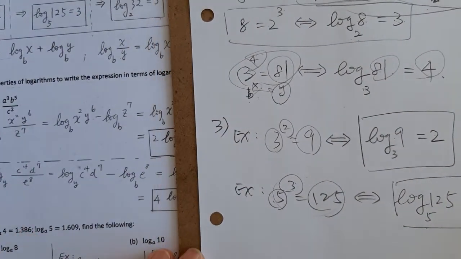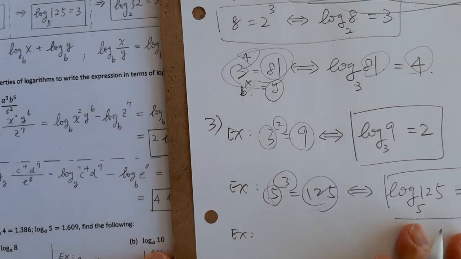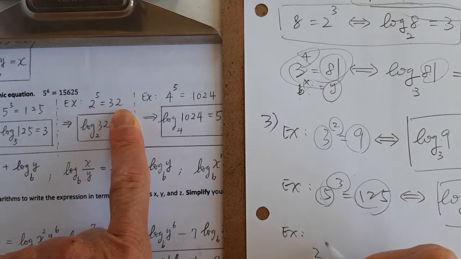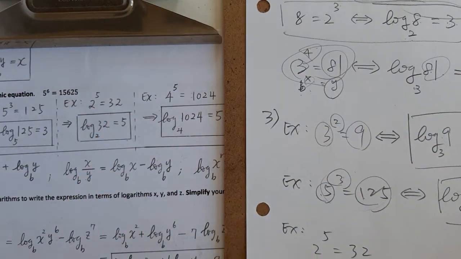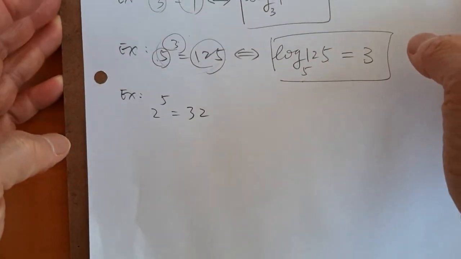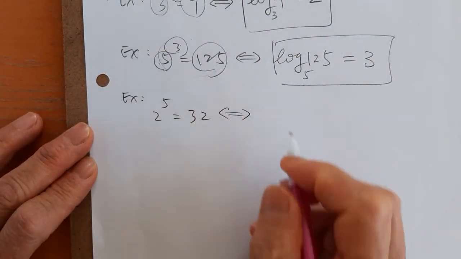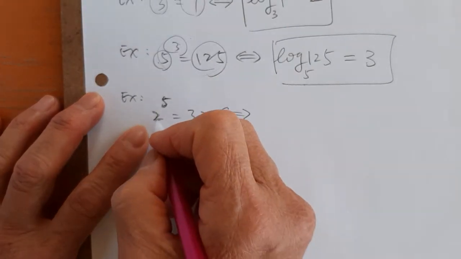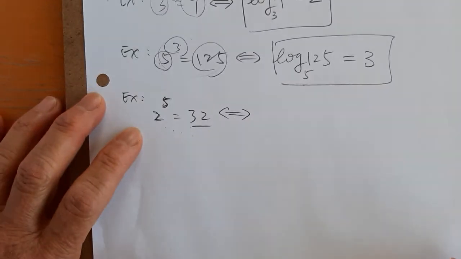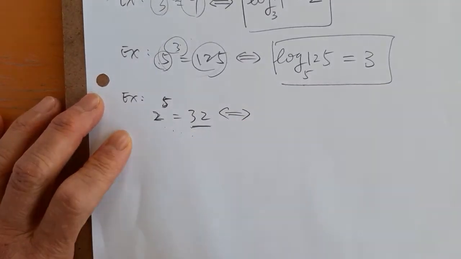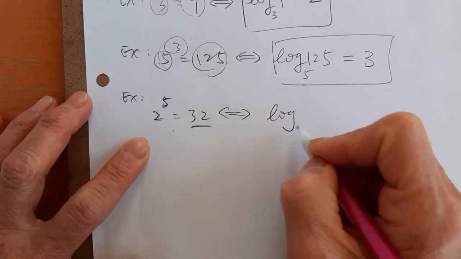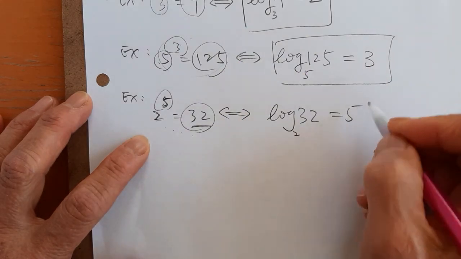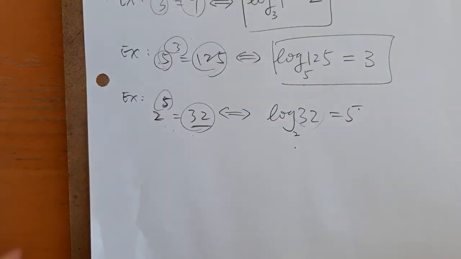Next example: 2 to the power 5 equals 32. Change to logarithm form. 2 is the base, 5 is the exponent. The function value is 2 times 2 times 2 times 2, five 2s multiplied together, which is 32. So log base 2, function value 32 equals exponent 5. 2 to the power 5 equals 32.